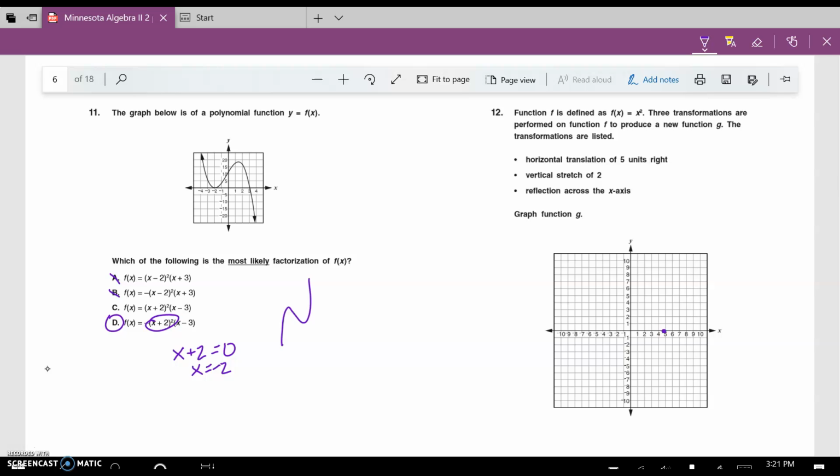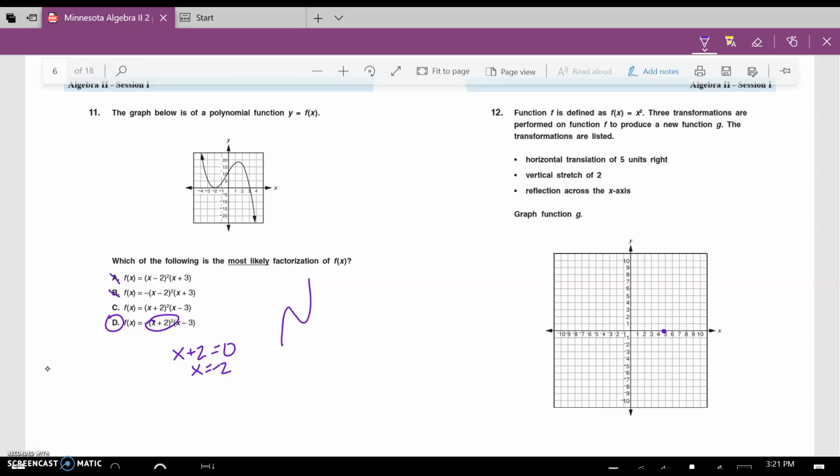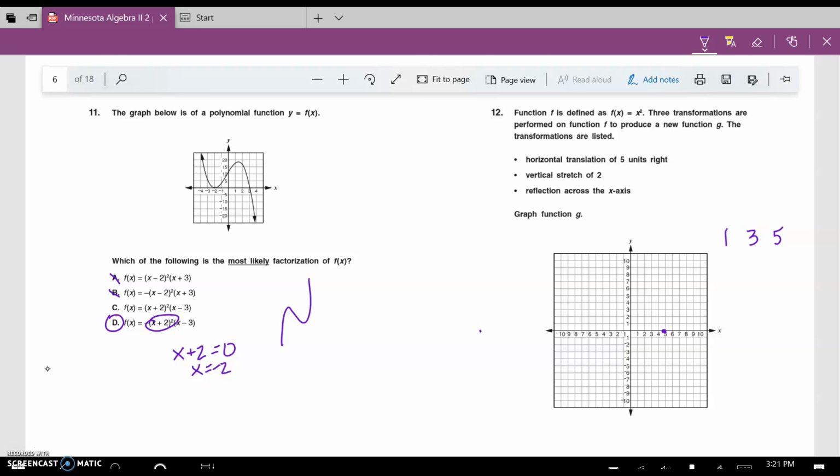Then the second transformation that happens is that it's vertically stretched by 2. So remember when we talked about quadratics, we talked about a pattern, and that pattern was the 1, 3, 5 pattern. Normally our quadratic would go up 1 over 1, up 3 over 1, up 5 over 1, and then it would repeat on the other side. And then it would look like this.